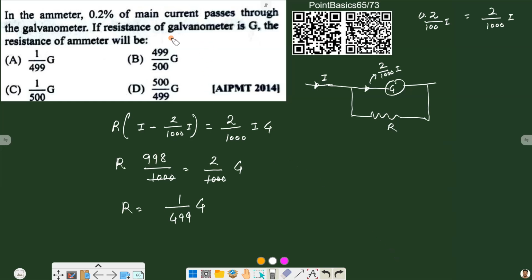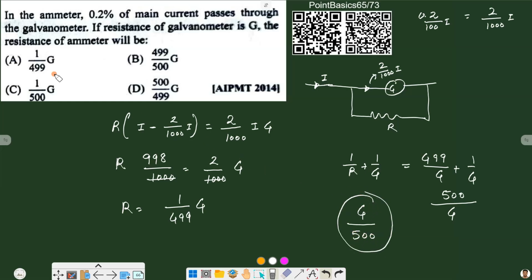And we have been asked the resistance of the ammeter. So we have to find the total resistance of the ammeter. The total resistance of the ammeter is the parallel combination of R and G. So their parallel combination will give us 1 by R plus 1 by G. This will be the total resistance of the ammeter. 1 by R will be 499 by G, plus 1 by G as it is. So G into 499 plus 1, that is 500. Inverting it, we get the total resistance of the ammeter. That is option C for us.